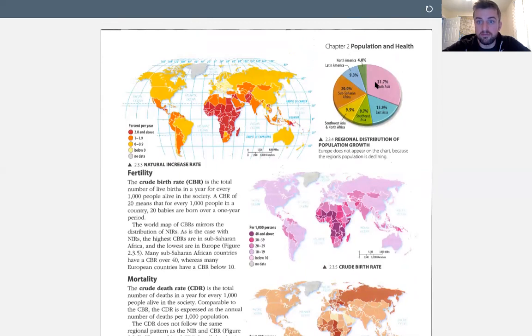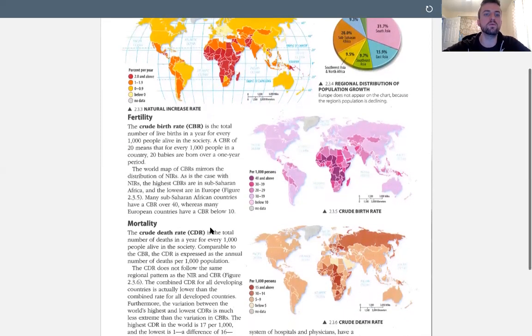Regional distribution of population growth: you see a majority of it occurring in Asia, South Asia, East Asia, Southeast Asia, Southwest Asia, and North Africa. Sub-Saharan Africa, Latin America, and North America is only coming in at 4%. All right, so here we go.